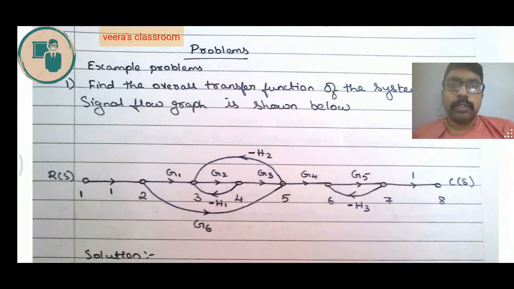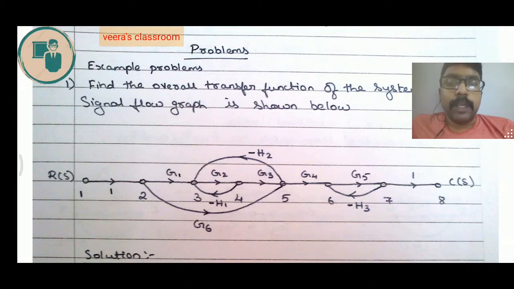So what are the rules? What are the steps to be followed for solving this problem? The first step is to find a forward path. What does a forward path mean? We have to find a path that leads from R of S to C of S. There might be only one forward path, or in some diagrams we might have 2 to 3 forward paths.